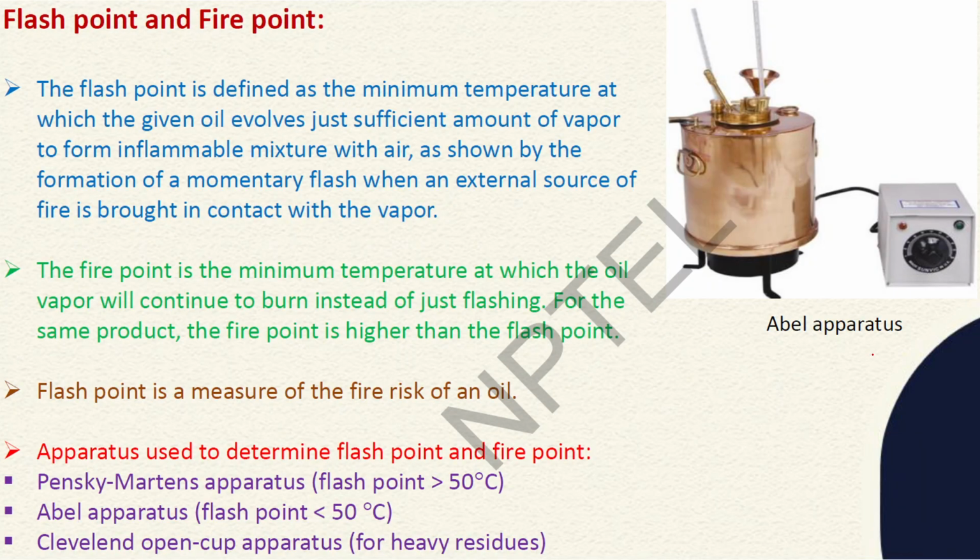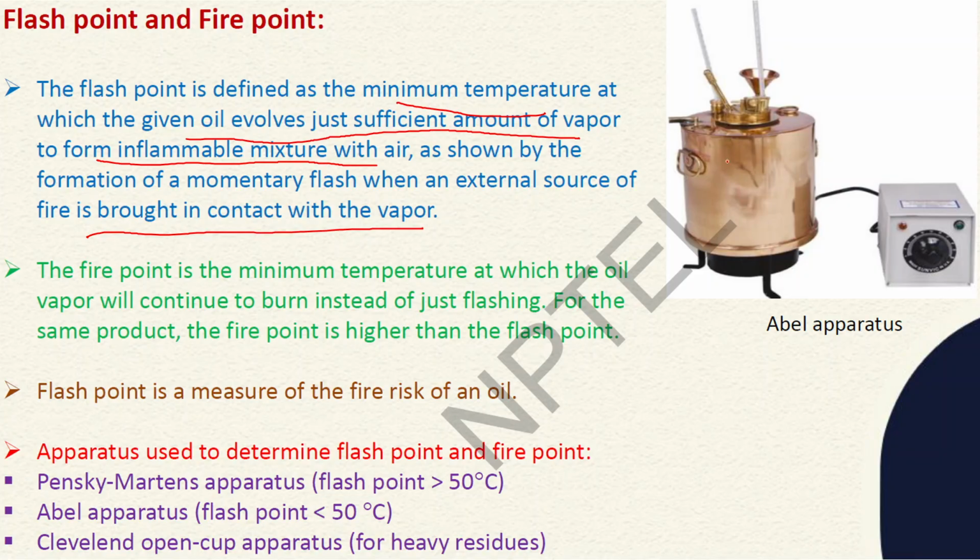Coming on to our next property, which is flash point and fire point. So, what is flash point? It is basically the minimum temperature at which the given oil evolves a sufficient amount of vapor to form inflammable mixtures with air, as shown by the formation of a momentary flash when an external source of fire is brought in contact with the vapor. This is the Abel apparatus for the measurement of flash point.